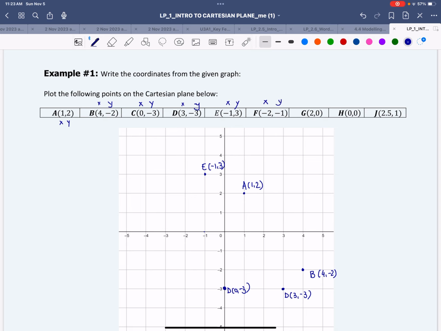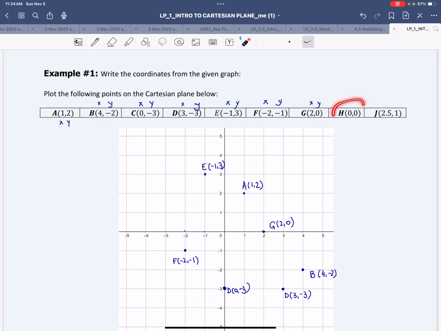So negative 2, negative 1, that means x is negative 2 and y is negative 1. So the point F will be located right here, negative 2, negative 1. Point G has coordinates x equals 2 and y equals 0. So x equals 2 is right here, y equals 0 is right here, which means that 2 and 0 will be meeting at this very point. So this would be G with coordinates 2 and 0.